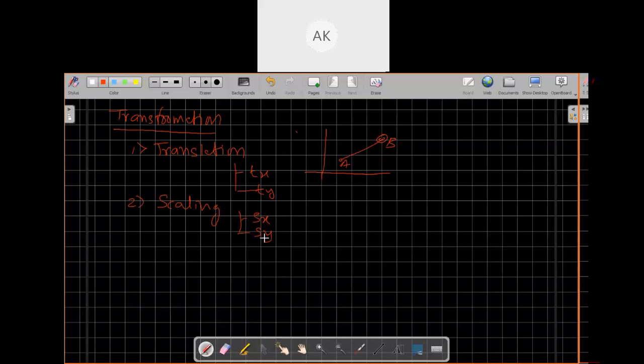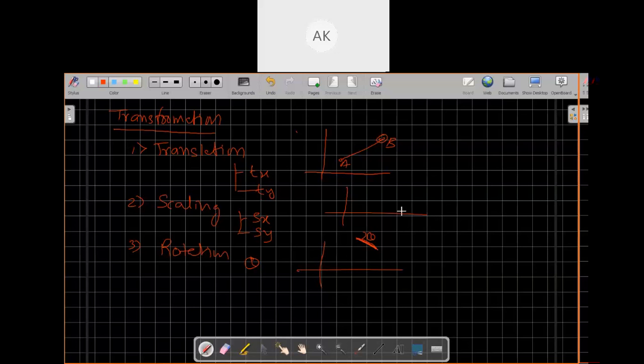The second transformation is scaling. Scaling means just scaling up or scaling down the size of the object, or maximizing or minimizing the size of the object. For this we use two parameters, sx and sy. Sx is scaling corresponding to the x-axis, and sy is scaling corresponding to the y-axis. So we use two parameters for scaling.